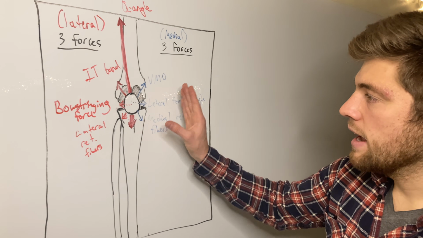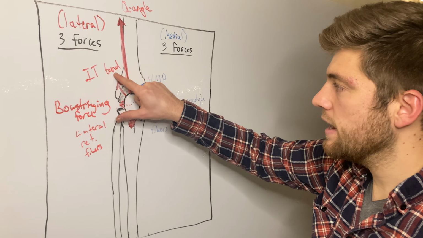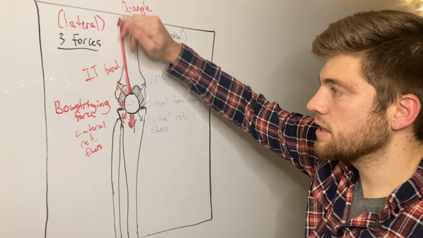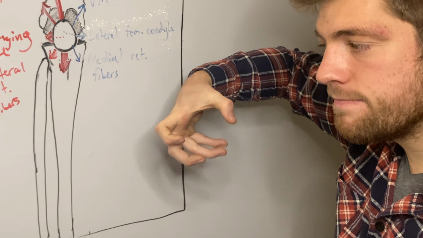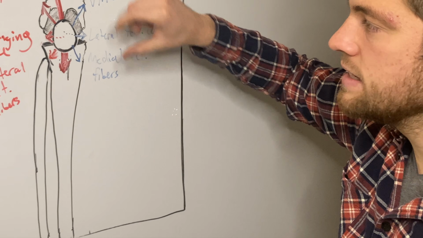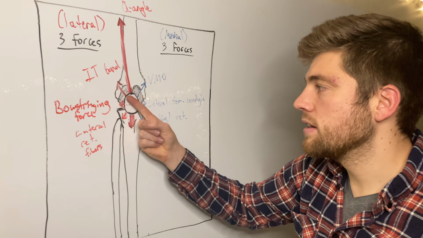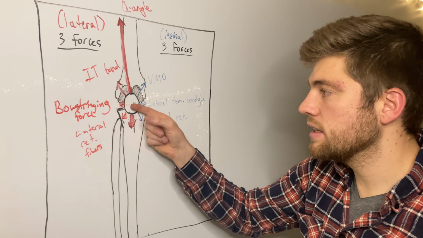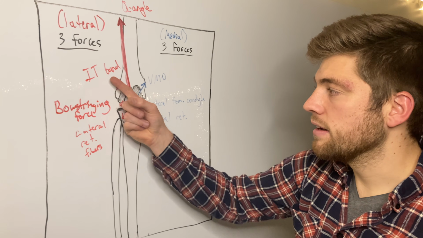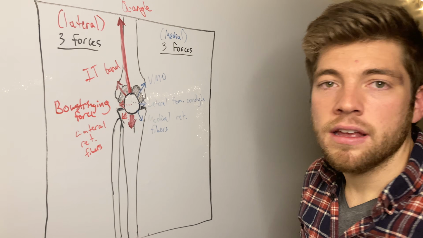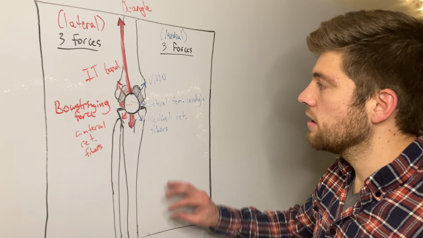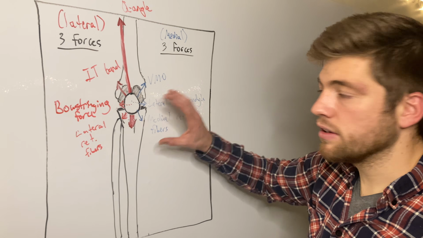So another thing to look at here is if we have the IT band. If the IT band is super tight, or our TFL is really tight and it's yanking on the IT band, then it's going to want to help contribute to this bowstringing force and want to pull the patella laterally again. So I hope you guys get a clear picture of all these forces.